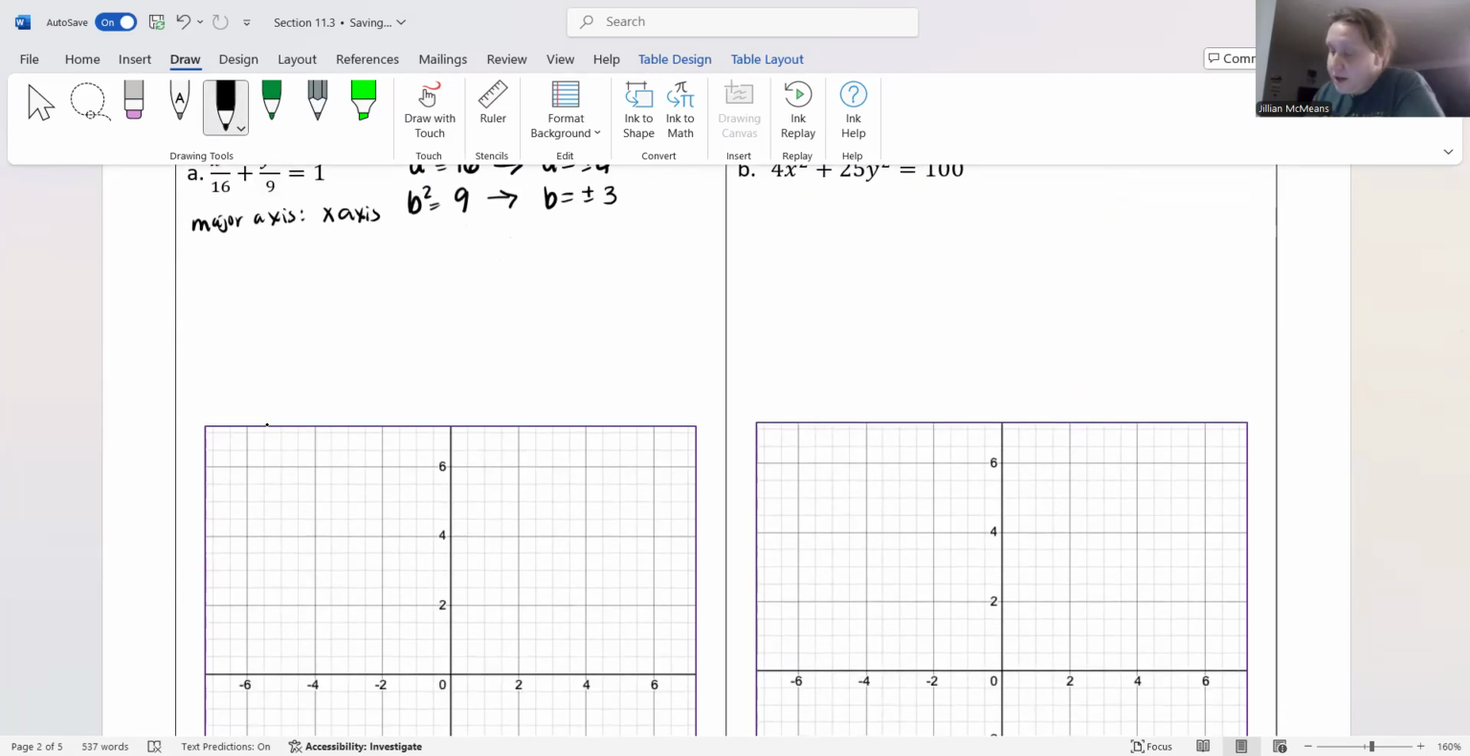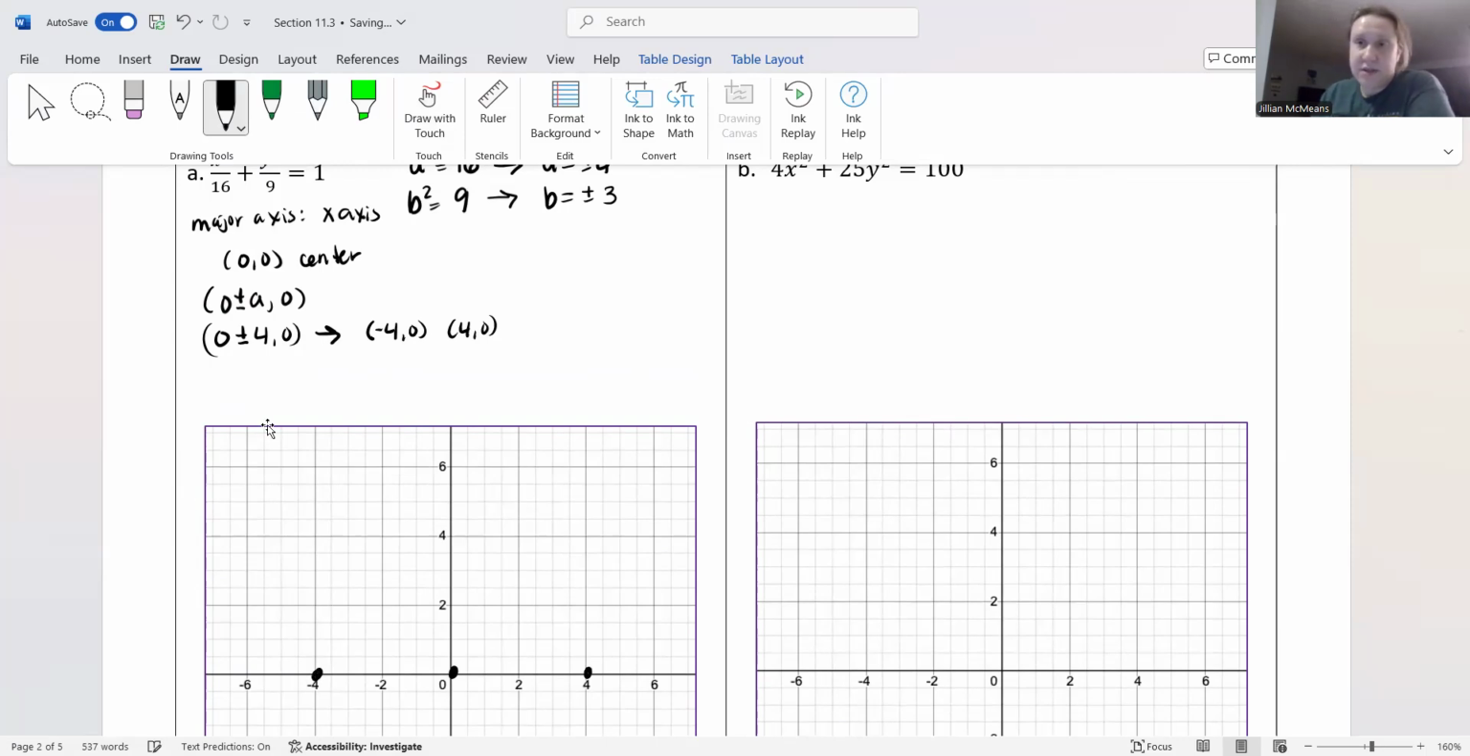If the origin is at (0, 0), that's our center. If the center is at the origin, all we have to do is go to the left and to the right. So we would take (0 plus or minus a), and then 0 is going to be the y coordinate. So we would get (0 plus or minus 4). That gives us the ordered pairs (-4, 0) and (4, 0). So you have your major vertices there.